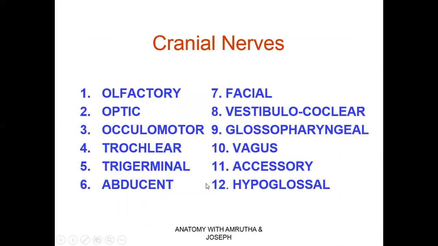Cranial nerves are 12 pairs. They are named as the first one olfactory, second optic, oculomotor, trochlear, trigeminal, abducent, facial, vestibulocochlear, glossopharyngeal, vagus, accessory, and hypoglossal nerves. Olfactory nerves deal with smell. So the smell sensations from the nose are taken by olfactory nerves. So it's a special sensation.